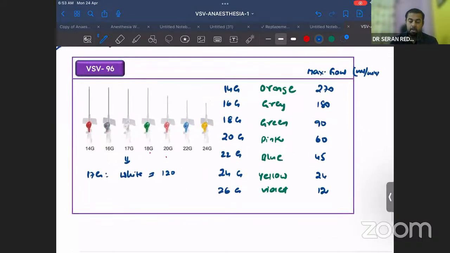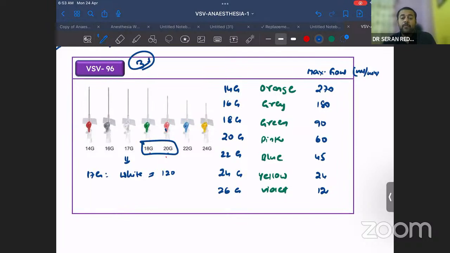Then very, very important. This question in the last 5 INI-CET examinations, starting from 2020 November, was asked 3 times based on the IV cannulas. All these questions were asked 2 times on the 18 gauge and 2 times on the 20 gauge and 1 time on the 18 gauge, and 2 times regarding the color and 1 time regarding the flow. So the colors, this is one thing which you can't afford to forget.